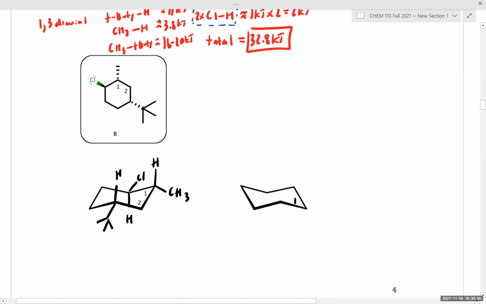And I'm drawing the ring-flipped form. So again, we've already drawn out these two chair conformations. We're just redrawing them for the purposes of analysis.